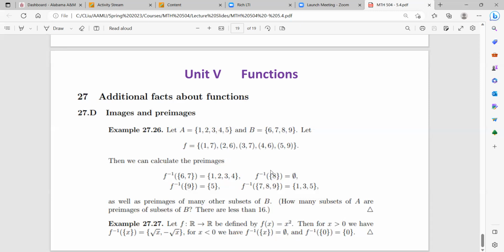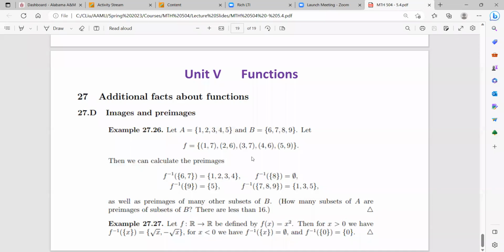How about the pre-image of the subset with 1 element, 8, of B? That's a subset of B, obviously, but you cannot find any pair in this function with 8 as the second coordinate. So the pre-image is empty. There's no pair in this function with 8 as the second coordinate, right? And how about the pre-image of the set with number 9 only? You can see there's only one pair in the function.